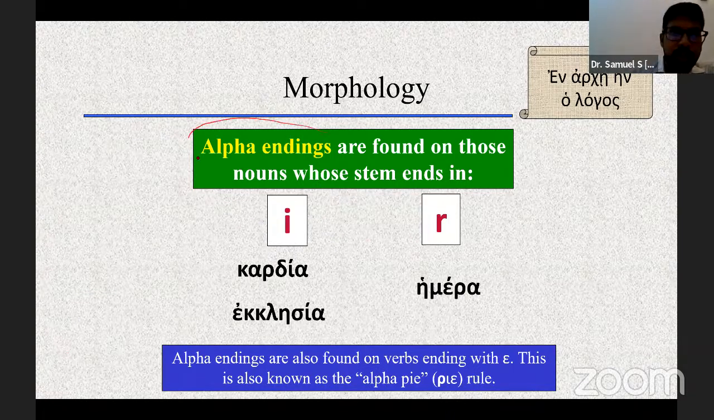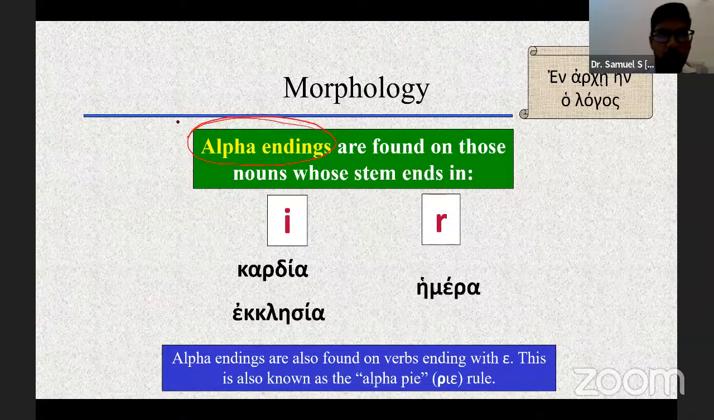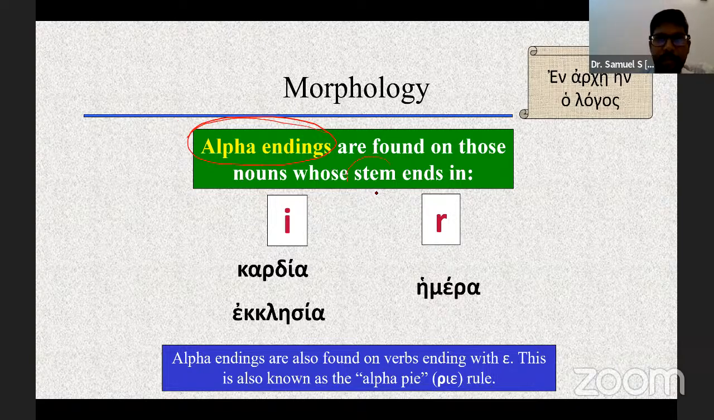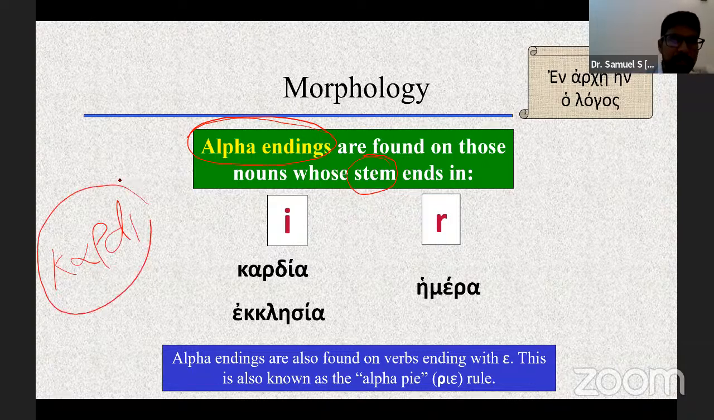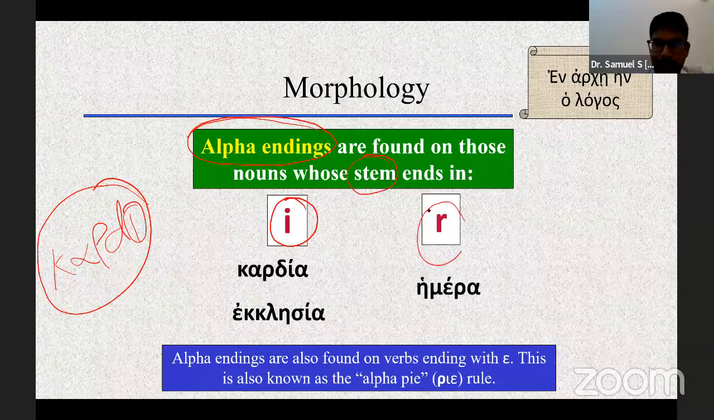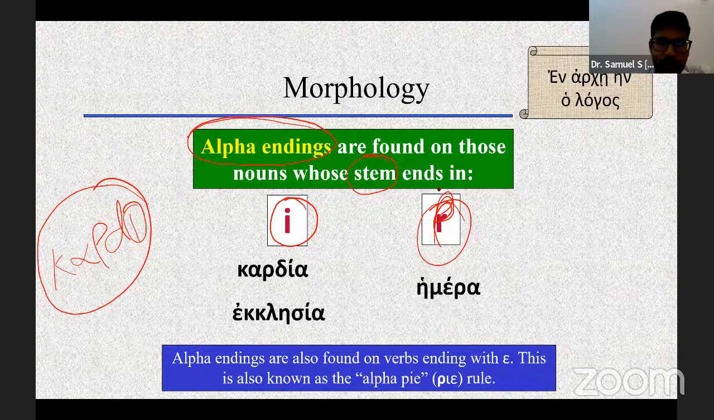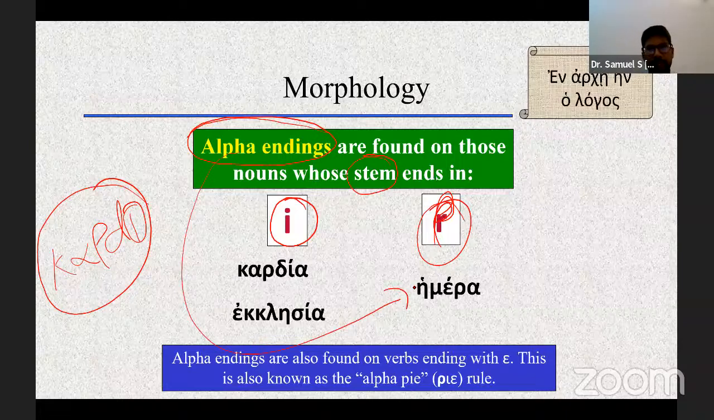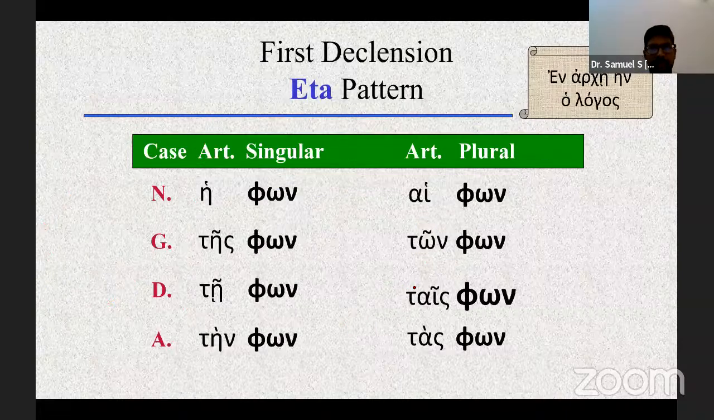Alpha endings, that subgroup in first declension which follows the alpha pattern, are found on those nouns whose stem, remember the stem is the thing that doesn't change, ends in either epsilon, iota, or rho. Then they usually follow the alpha endings, the alpha pattern.